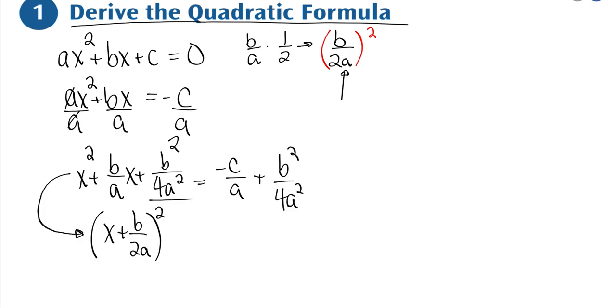And now we've got to remember how to add something like this over here. Okay? So we've got to get common denominators. This has a 4a squared. This just has an a. So we need to multiply this by 4a to get that common denominator. All right, and I'll rewrite this over here, right down here. So negative 4ac plus b squared, and we've got that common denominator of 4a squared.